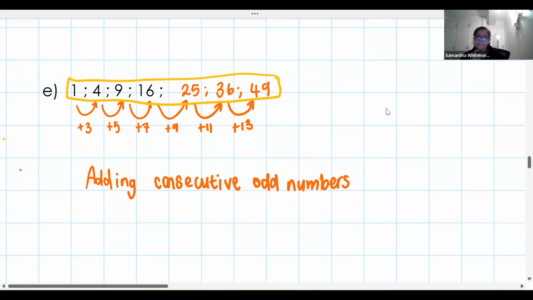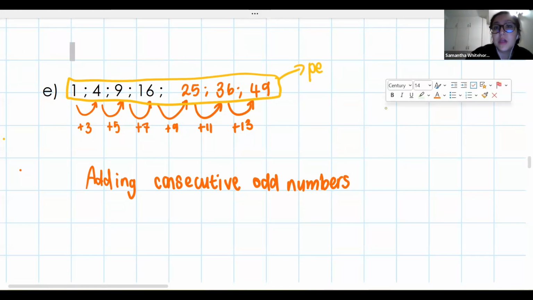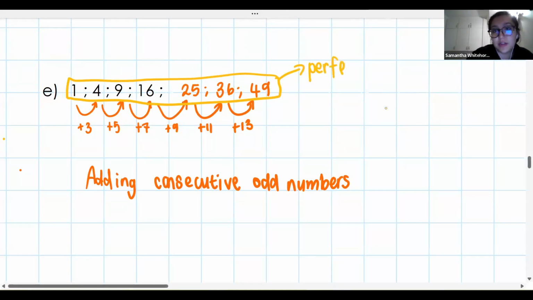Let's see. All right, so they are what we call perfect square numbers. These are perfect square numbers. If we found the square root of them, we would get integers. Perfect, sure.